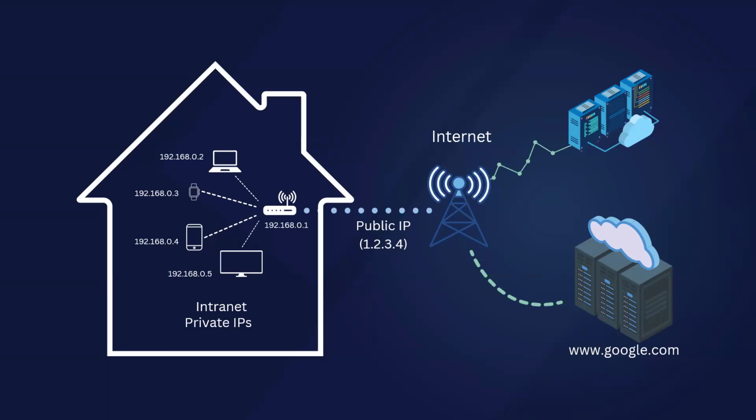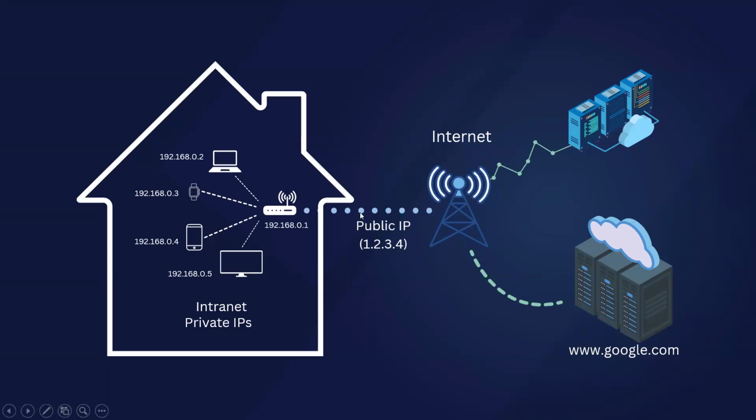In India, we have ISPs like Airtel, ACT Fibernet, Reliance Jio. In the US, you have ISPs like AT&T, T-Mobile, Verizon. All these organizations provide you the connection of the internet, and that internet connection happens because of the public IPs. So your router gets a public IP, and that public IP is shared across all the devices in your intranet, in your local network.